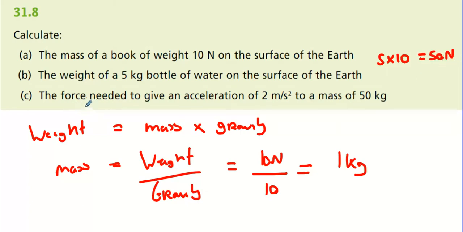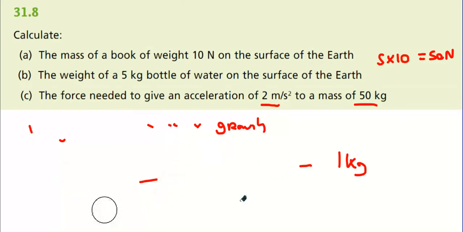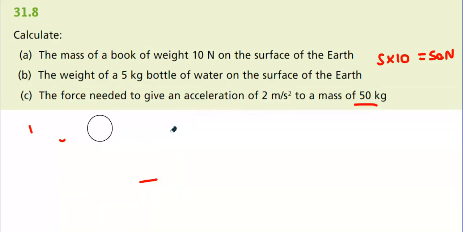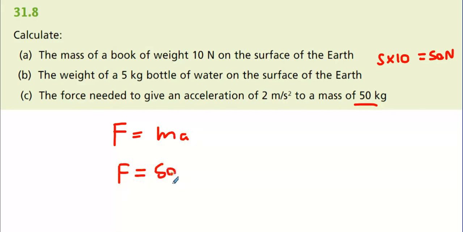Finally, part C, the force needed to give an acceleration of 2 meters per second squared to a mass of 50 kilograms. Well, there's a formula for force. Force equals mass multiplied by the acceleration. So force equals mass times acceleration, F = ma. Force equals 50 multiplied by 2, which is 100 newtons of force.